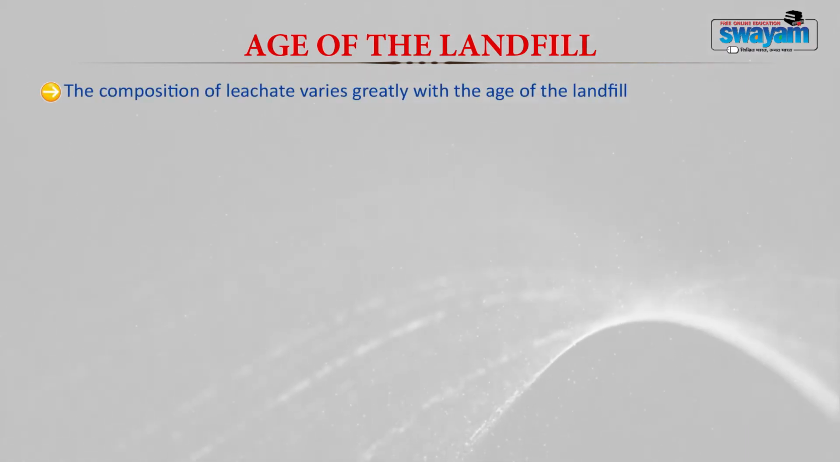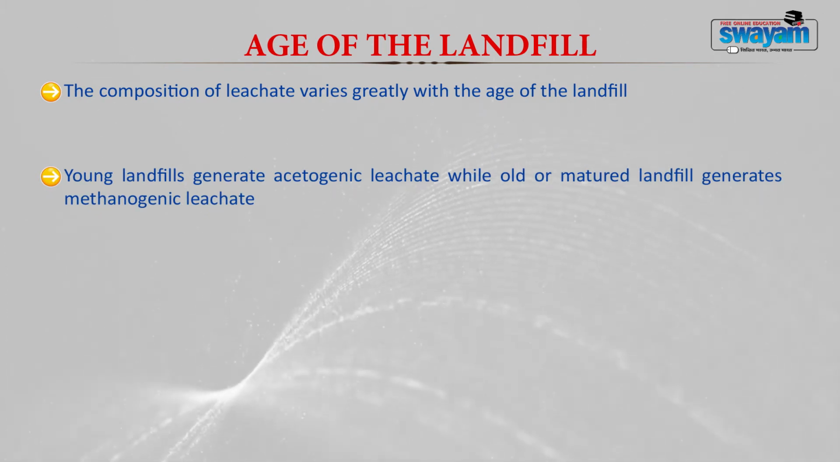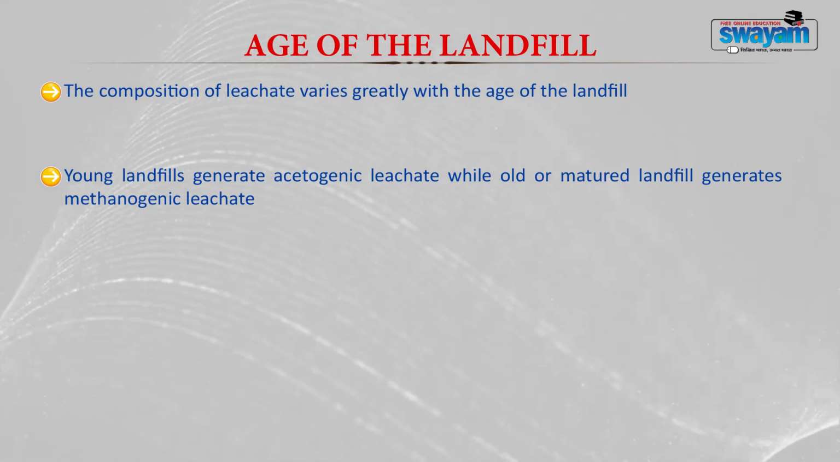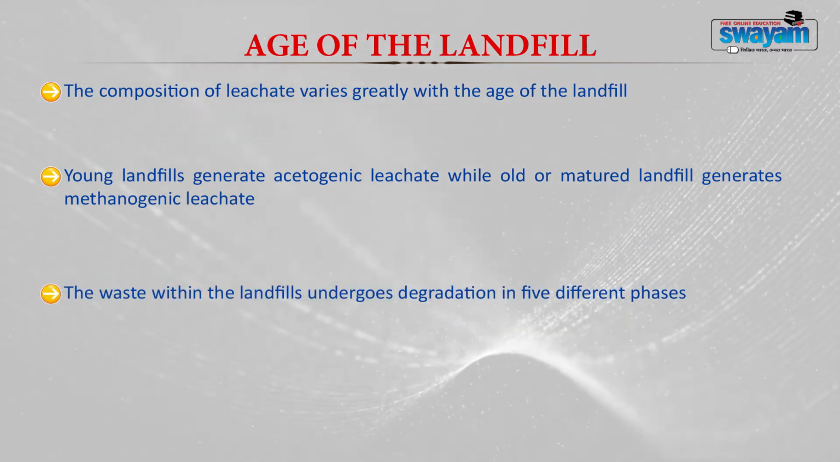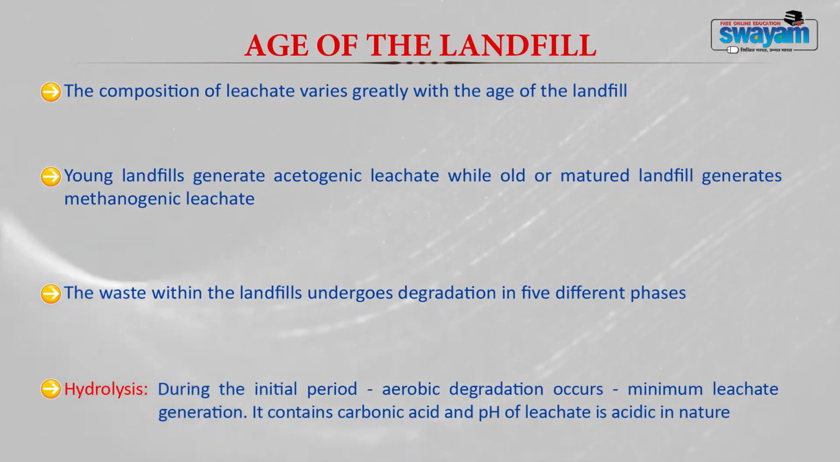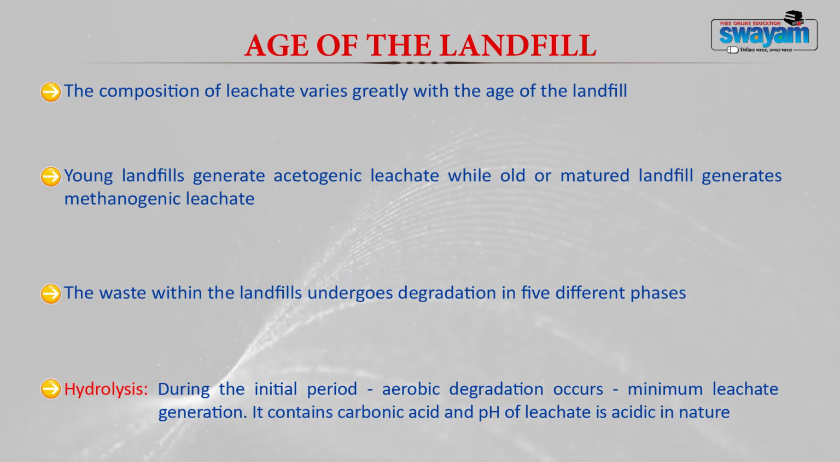Now, starting with the age of the landfill, the composition varies greatly. Young landfills that generate acetogenic leachate are different from old or matured landfills that generate methanogenic leachate. Waste within the landfills undergoes degradation in 5 different stages. One is hydrolysis. During the initial period, mostly aerobic degradation occurs, and during the aerobic degradation only a minimum amount of leachate is generated. It contains mainly carbonic acid and the pH of such leachate is generally acidic in nature.